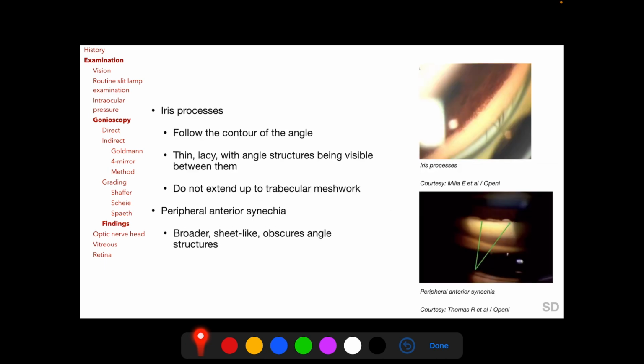We need to differentiate between iris processes and peripheral anterior synechia. Iris processes follow the contour of the angle and they are thin and lacy, with angle structures being visible between them, and they do not extend up to the trabecular meshwork. Peripheral anterior synechia, as seen in this photograph, are broader, sheet-like, and obscure angle structures behind them. And peripheral anterior synechia can extend anterior to the scleral spur as far as the posterior surface of the cornea.